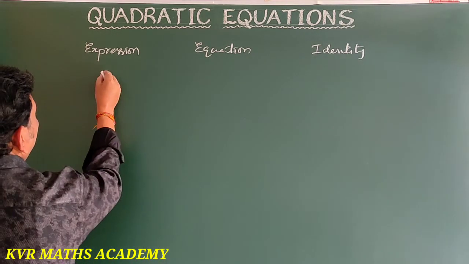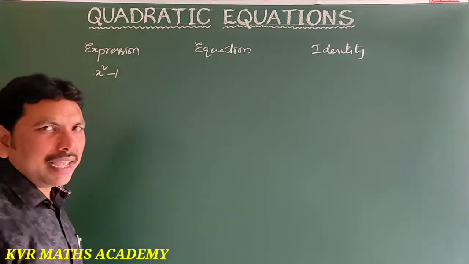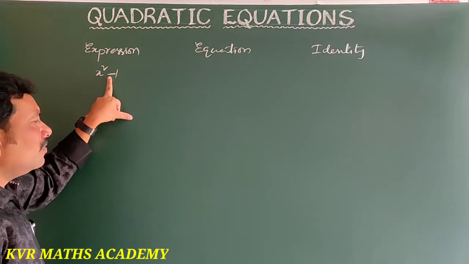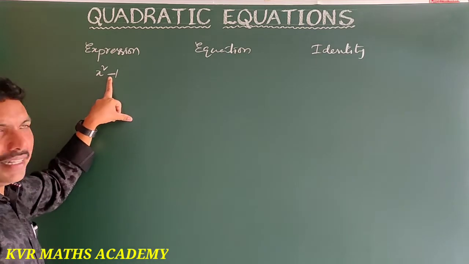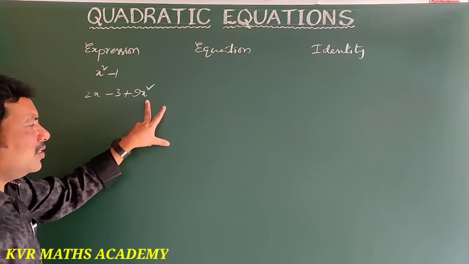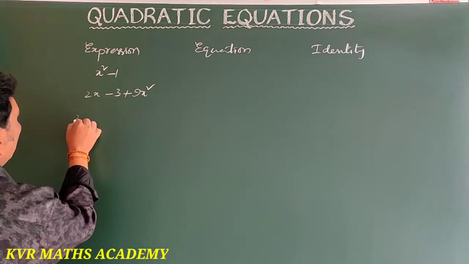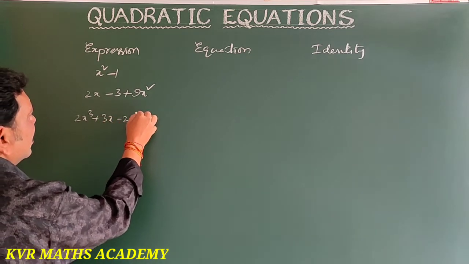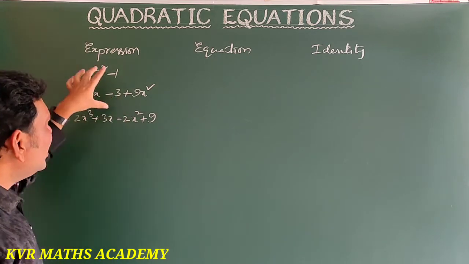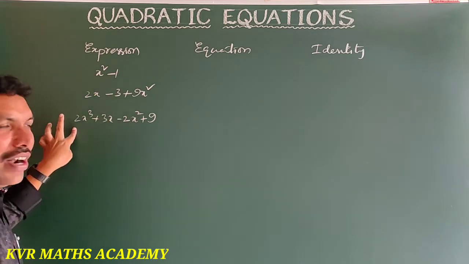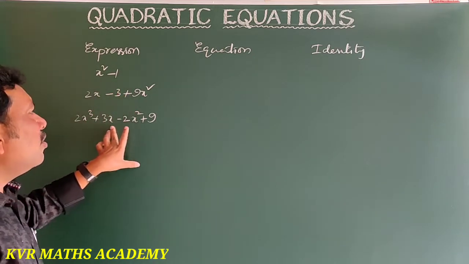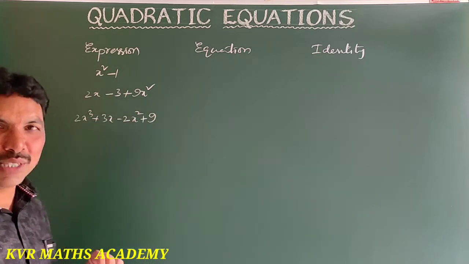Simply, suppose I have taken x square minus 1. Here the variable x is there and constant 1 is there. So this is a combination using one fundamental operation, that is minus. Suppose 2x minus 3 plus 9x square. This is also a combination of variables and constants. Next, 2x cube plus 3x minus 2x square plus 9. It is also a combination of variables and constants. So these are called expressions, because the variables and constants are combined by the four fundamental operations.